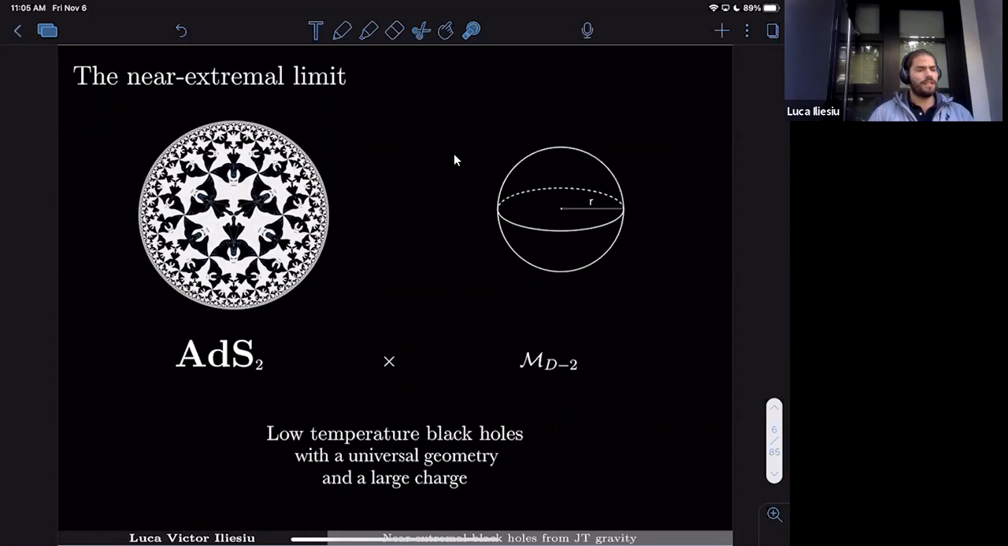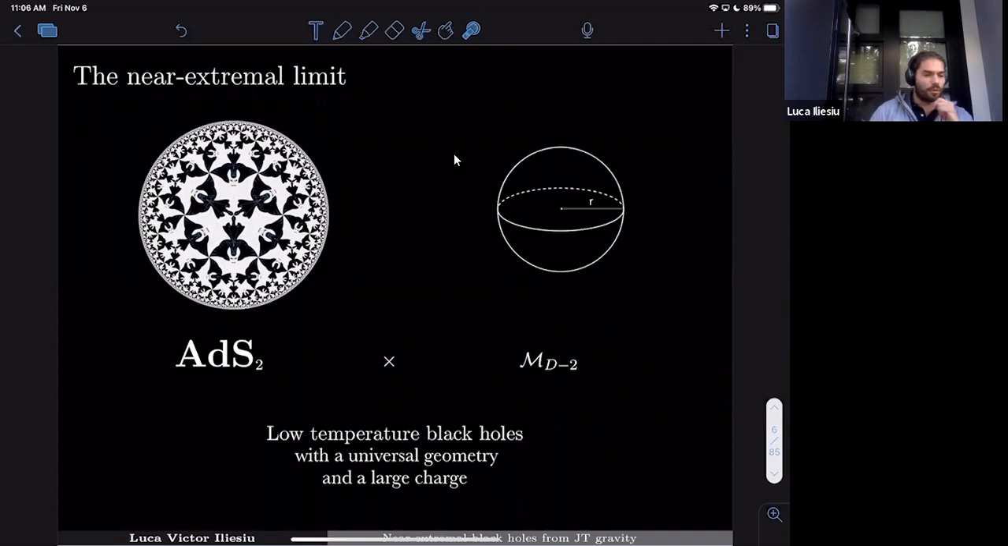The important feature of these near-extremal black holes is that they have extremely low temperatures. They have this universal geometry, and they could have a fairly large charge and arbitrarily large mass. So we're not talking about black holes which are microscopic in size. We could talk about even solar mass black holes. And why this should interest you is because the statistical mechanics of these systems is similar to what happens in a fixed charge sector in a generic quantum mechanical system.